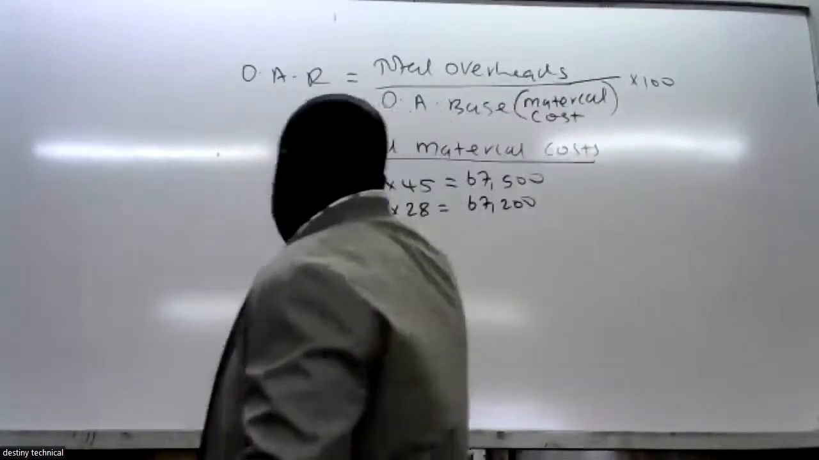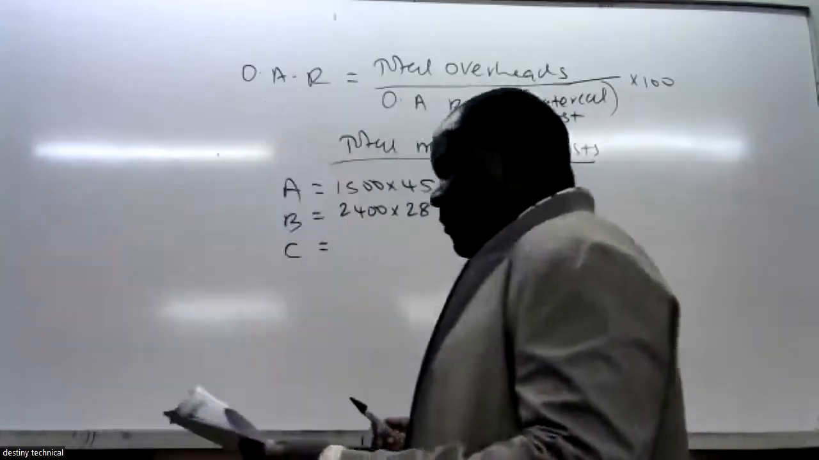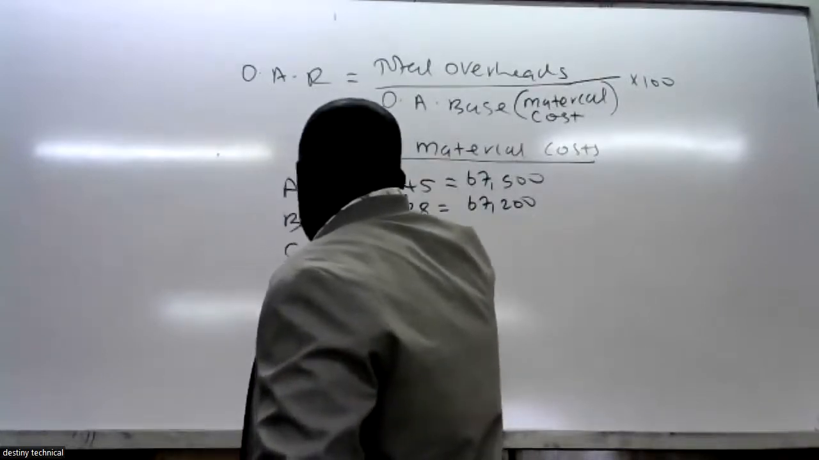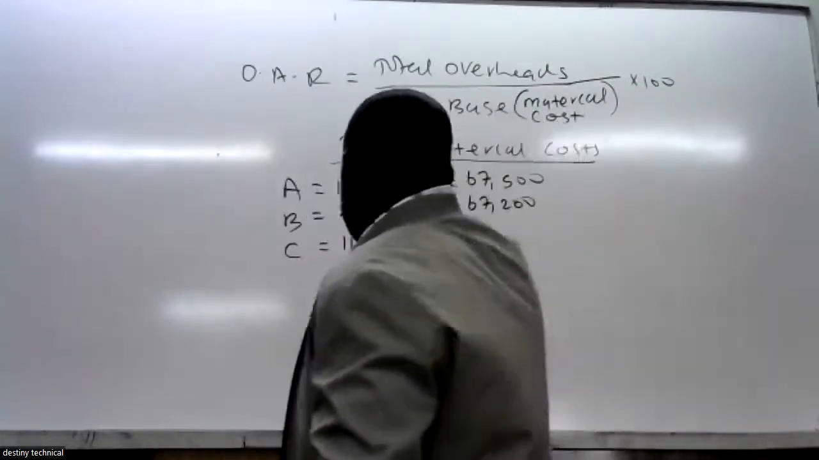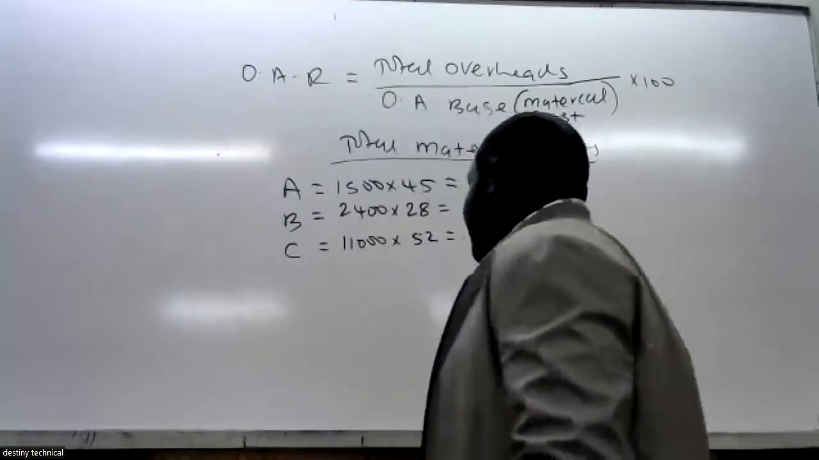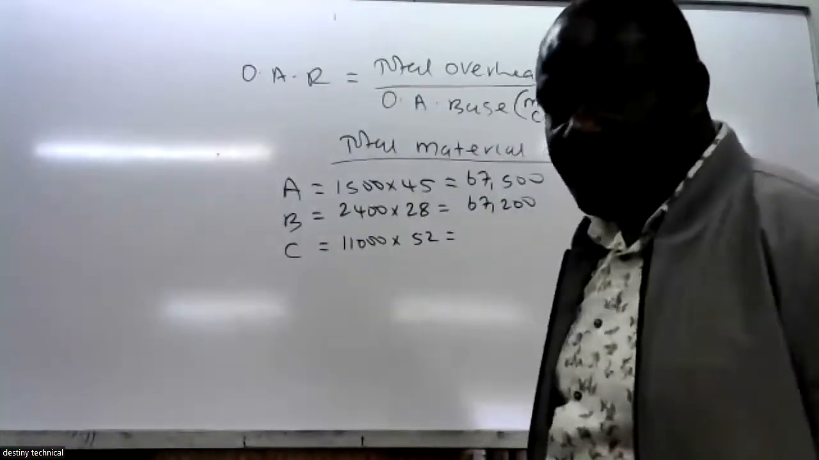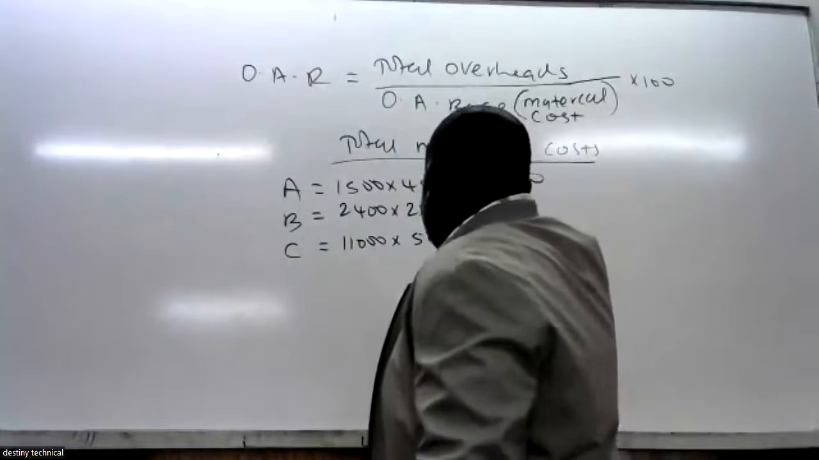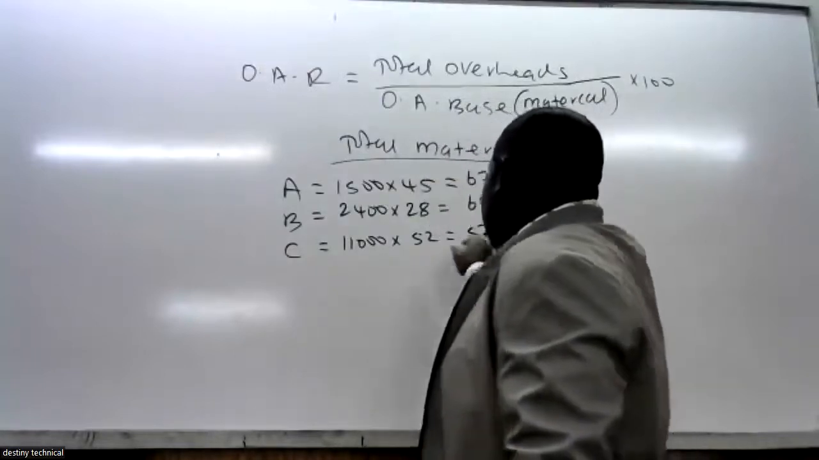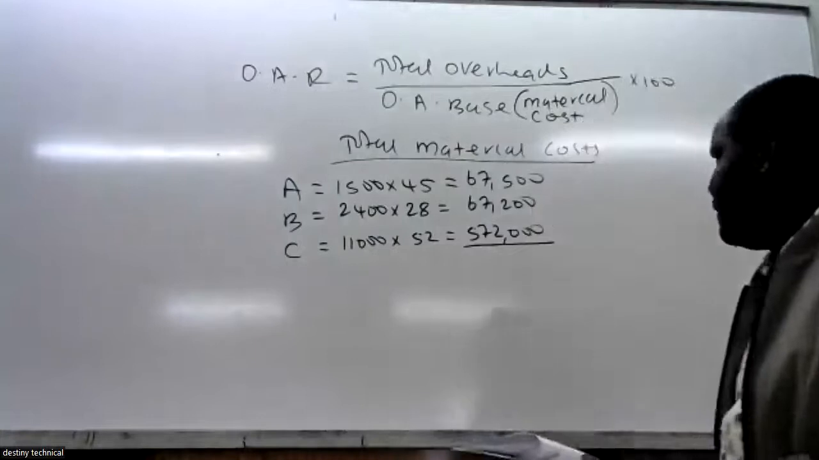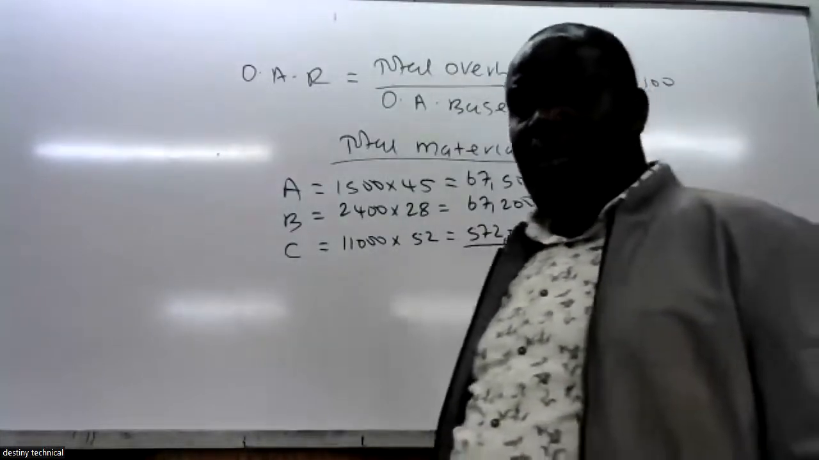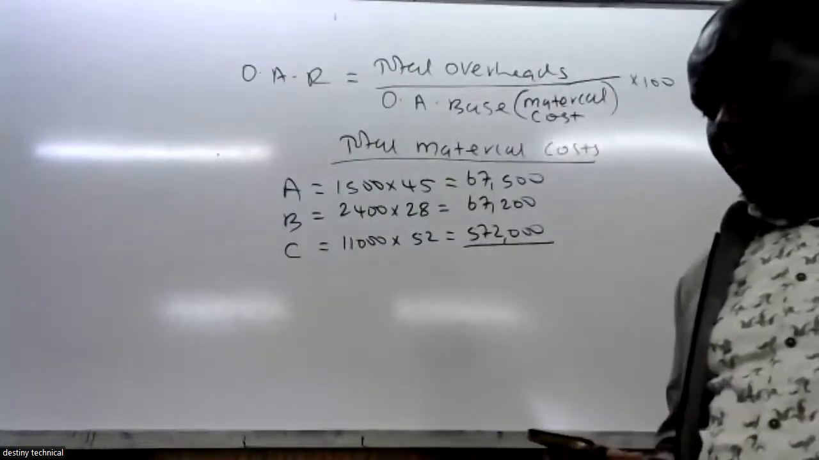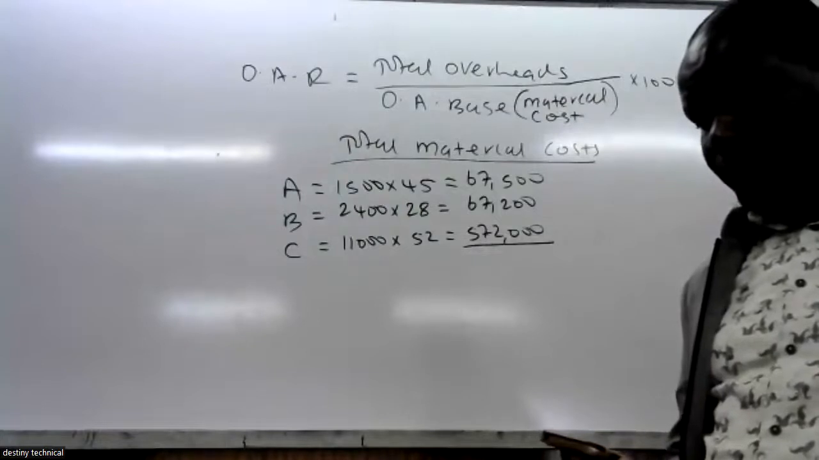Then we go to product C. Product C is 11,000 units. We multiply by 52, and we come up with 572,000. Then you add them together to give you the total cost.